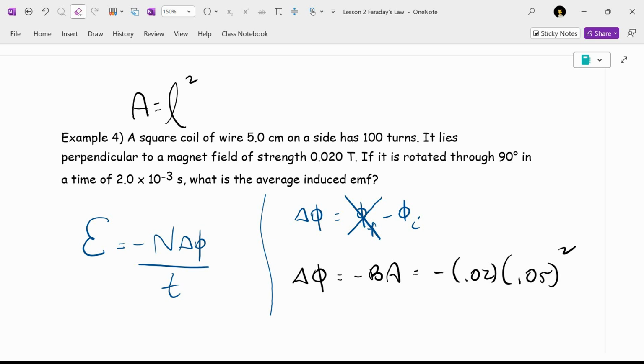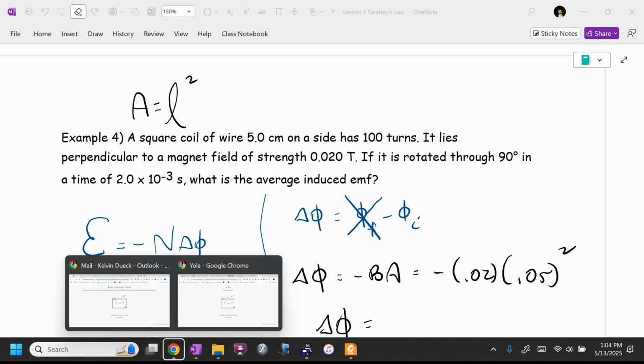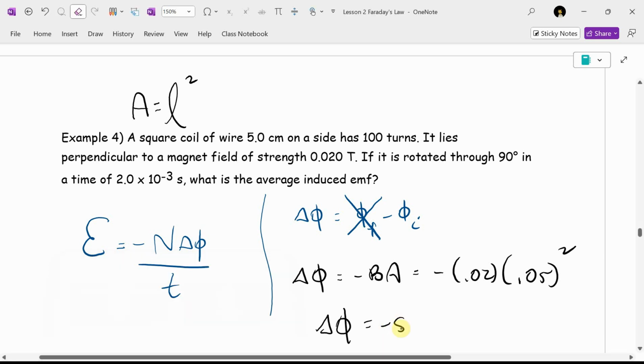This one should work out nice. You should get a nice number here. Give it to me in scientific notation. No. I think you forgot the squared on the 5. I think you're going to get a negative 5 times 10 to the negative 4, I think. And that's going to be, what are our new units for flux? Webers.